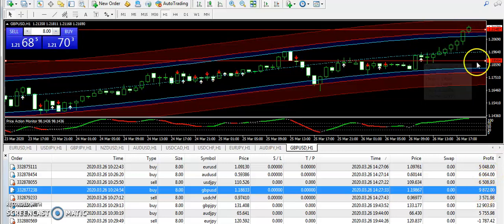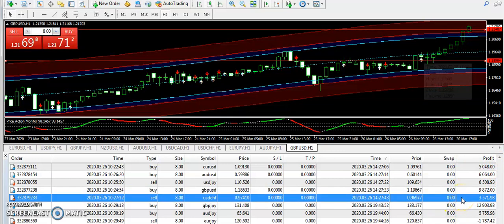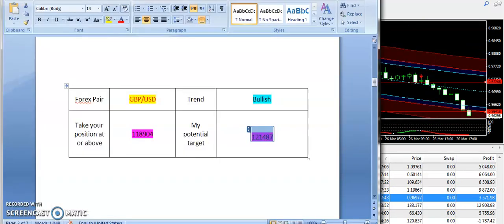You can see how many pips we have caught during that trade, a massive trade. So overall, I congratulate the traders who have taken the sell positions. Okay, next, let's talk about USDCHF.